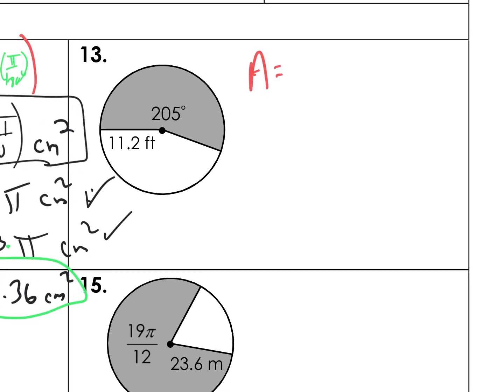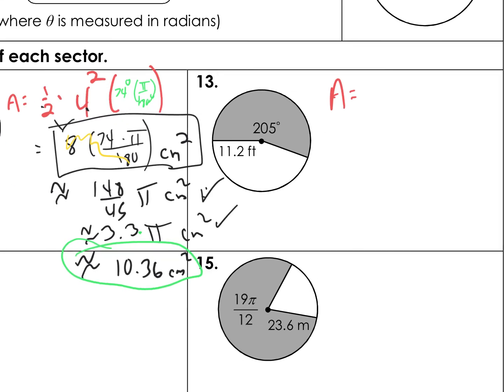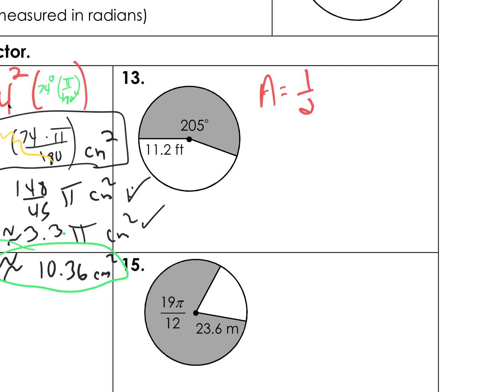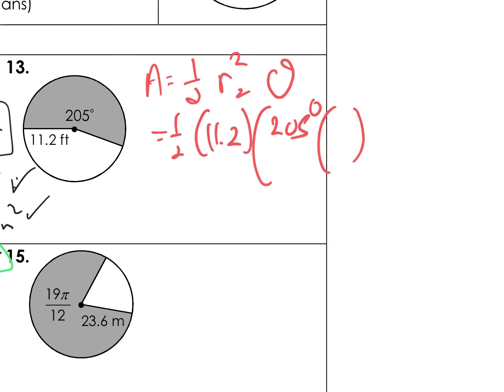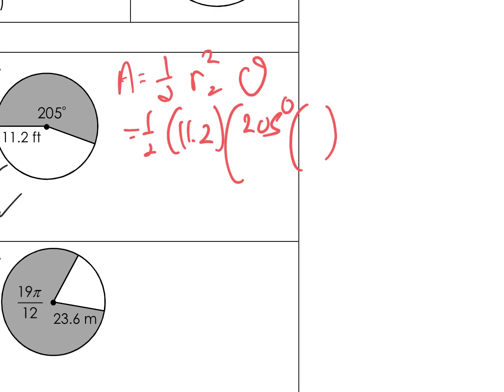Area equals... Did I do the 1/2? Oh, I did do the 1/2. I got scared. I thought I forgot the 1/2. 1/2 r squared theta, 1/2 times 11.2 times 205 degrees times... Oh, you know what? That happened to me today. I messed up the squaring in another problem. Exactly the same idea. 205 degrees times pi over 180 degrees.